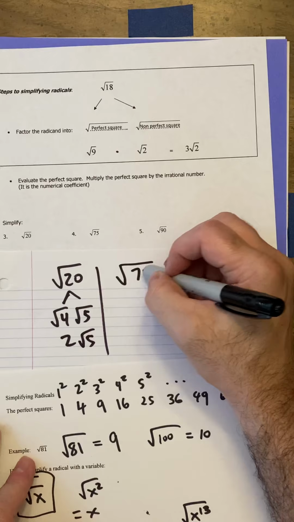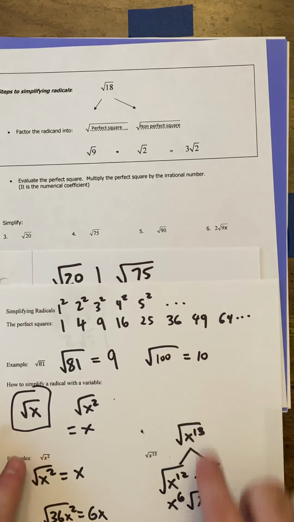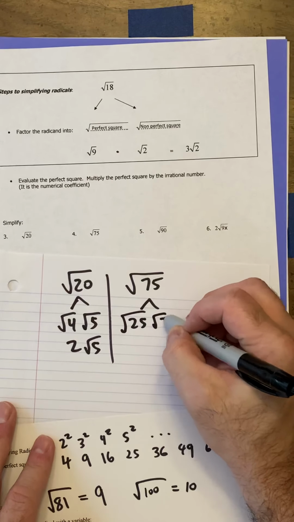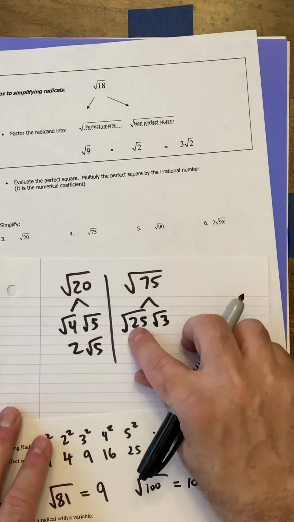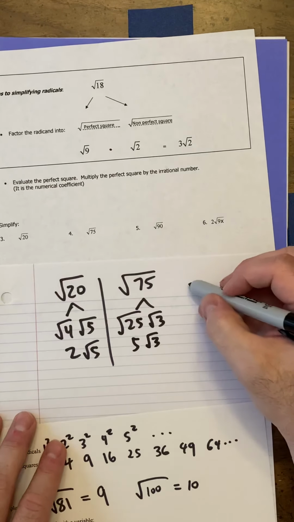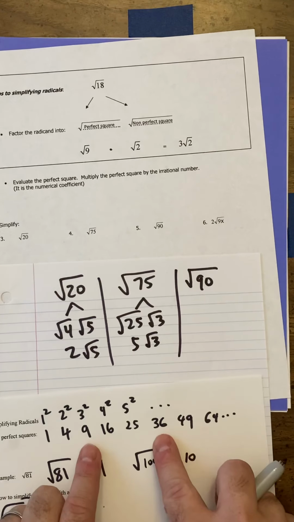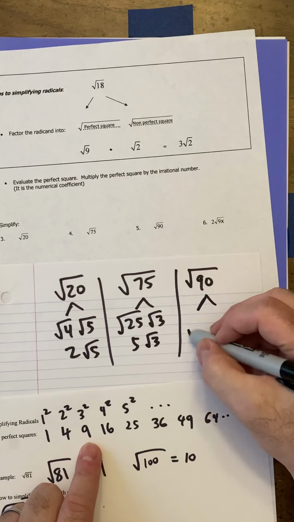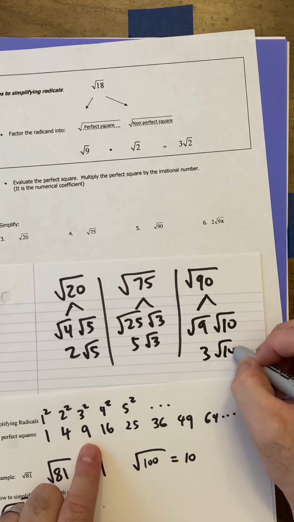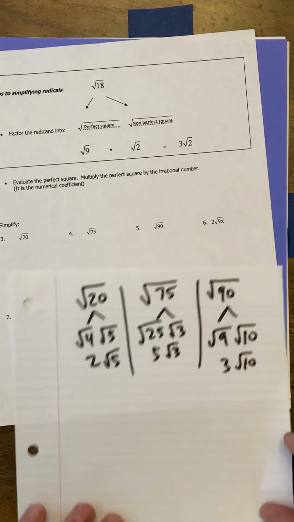Okay. Next problem, square root 75. Let's take a look over here. 25 goes into 75. So we're going to break that down to 25. And 25 times 3 is 75. So square root of 25 is just 5. You get 5 radical 3. That's simplified. All right, let's take a look. Square root of 90. Let's see if there are any others. No, only 9 goes into 90. 9 and 10. Square root of 9 is 3. 3 rad 10. Okay?